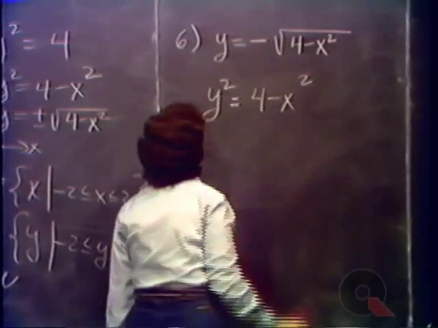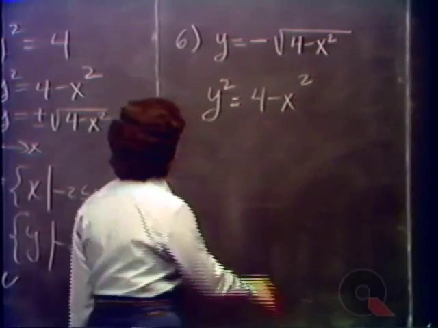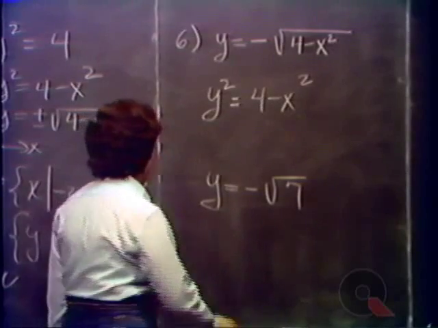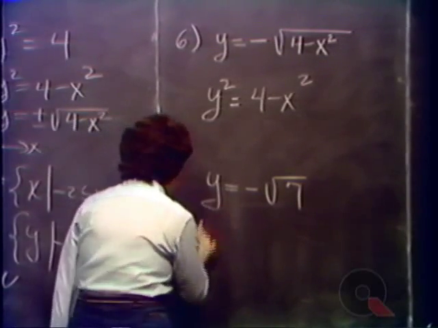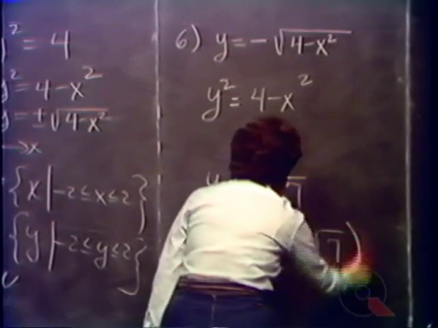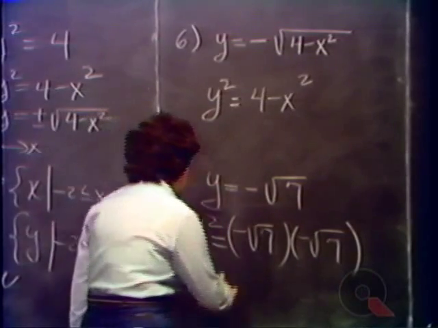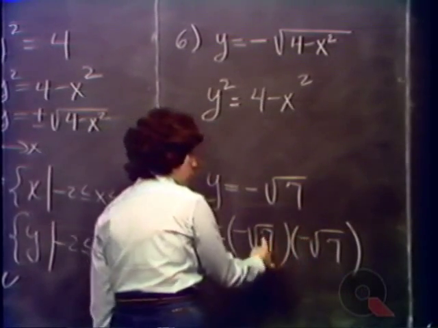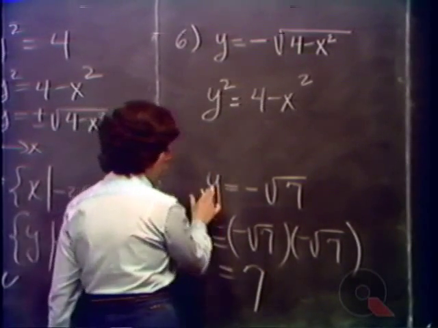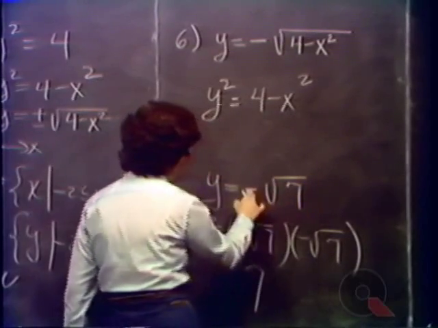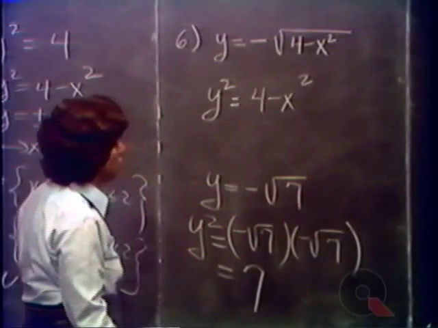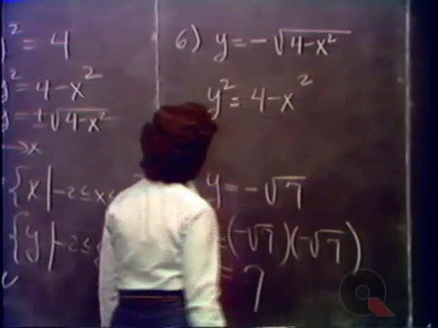Some people feel that somehow the minus should stay. If it was, for example, y equals minus the square root of 7, I think everybody would agree that y squared would be minus the square root of 7 times minus the square root of 7. The minus times the minus would be a plus. The square root of 7 times the square root of 7 would just be 7. So y squared would be simply what is under this radical. The minus sign would not stay. The same thing here. y squared is simply what is under the radical. The minus sign doesn't stay. It doesn't get distributed through the parentheses or anything else.